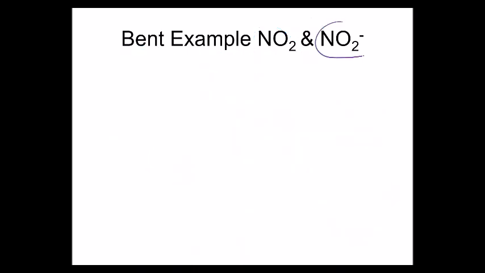Nitrite. Different example, same idea here, except this is a polyatomic ion. This is nitrite. Remember, nitrate would be NO3. You remember that one, right? Because you had to memorize that one, I know. But we're going to look at nitrite.